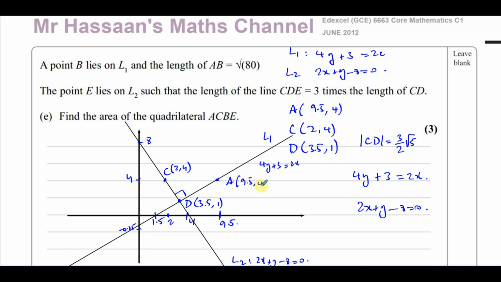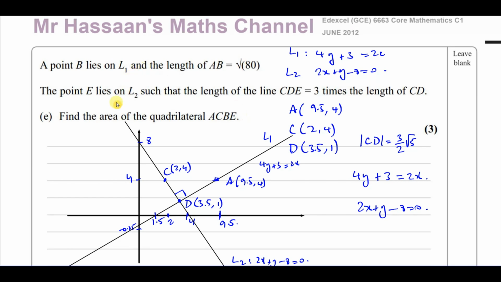Okay, that's the point A, lies on line L1. Point B lies on line 1, and AB is equal to root 80. So from A to B is root 80. So B also lies on line 1. Let's work this out. So B also lies on line 1, and the length between A and B is root 80.